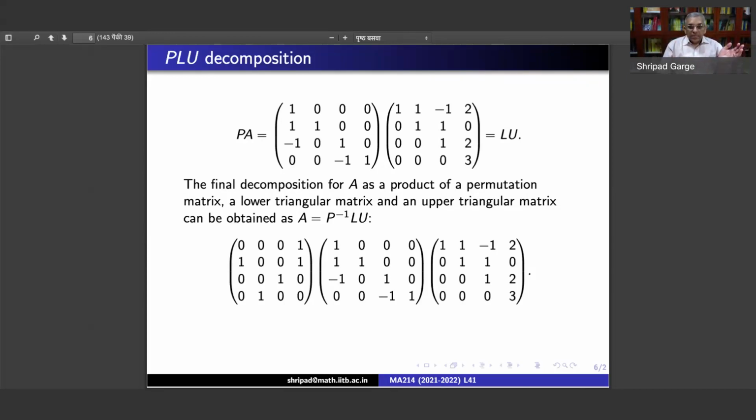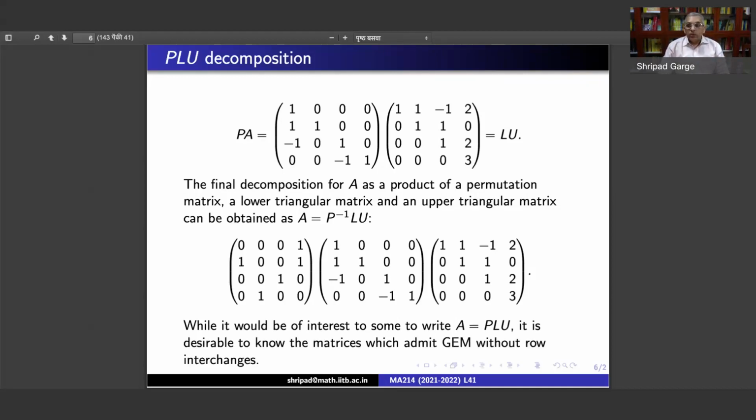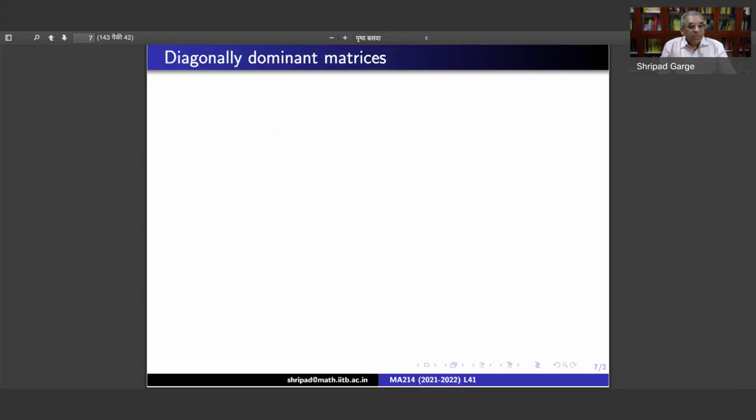So what happens is that, of course, it is of interest to write a matrix A as PLU. We would still want to know the cases where we don't have to deal with the permutation matrices, because it brings some baggage with it. So we would like to understand the systems where we don't have to do that. And those are some of the matrices that we are now going to look at. So there are these systems of matrices called diagonally dominant matrices.